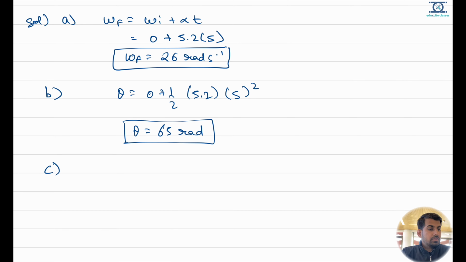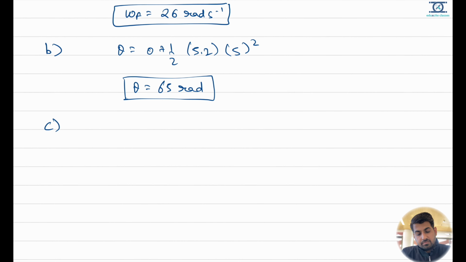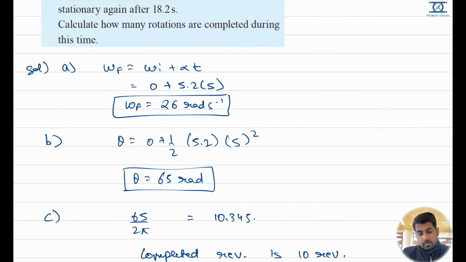Now the C part is how many rotations does it complete in 5 seconds. So theta is 65 divided by 2 pi. This will be something around 10.345. So how much does it complete? The completed revolutions are nothing but 10 revolutions. So that will be the answer for the C part.